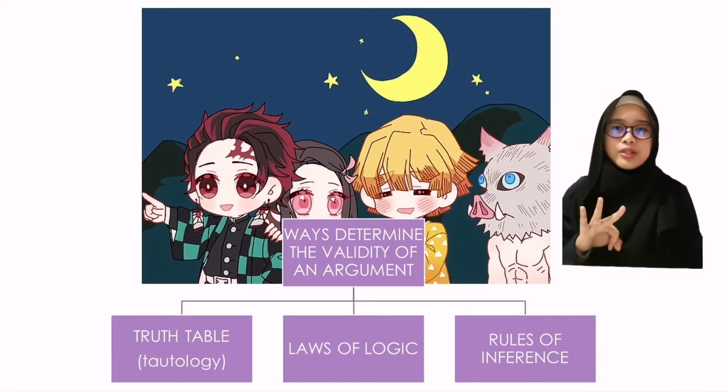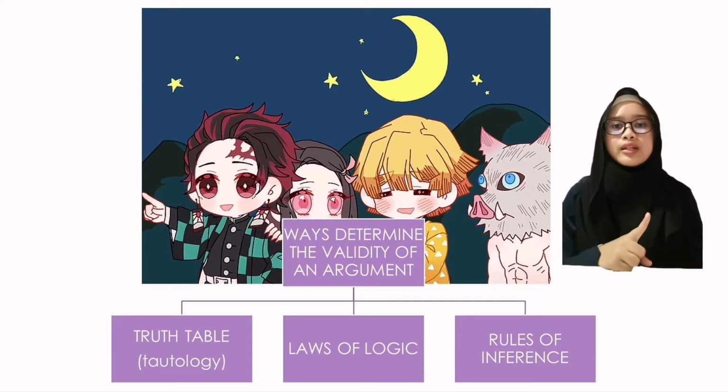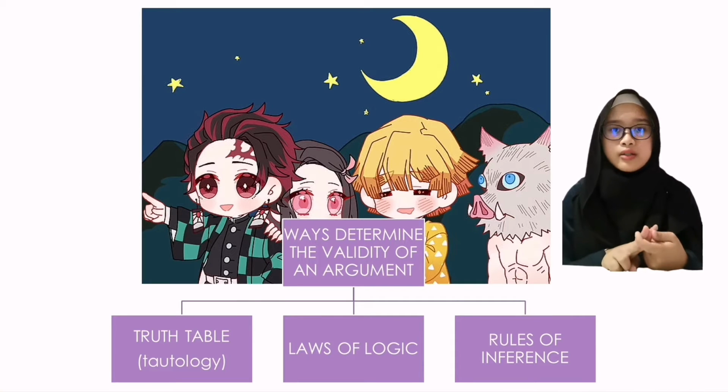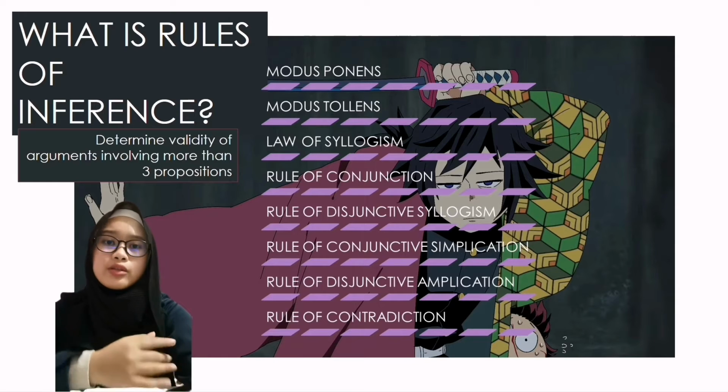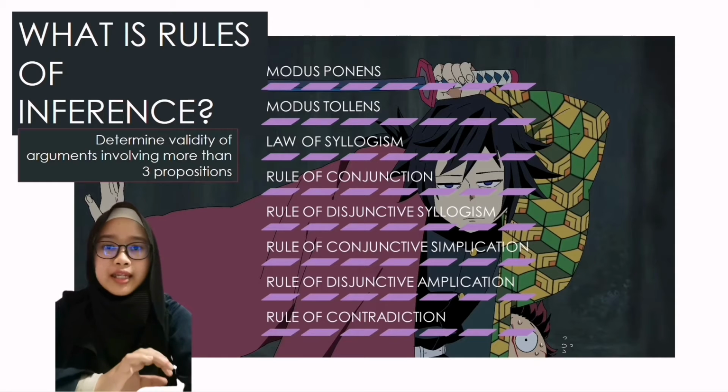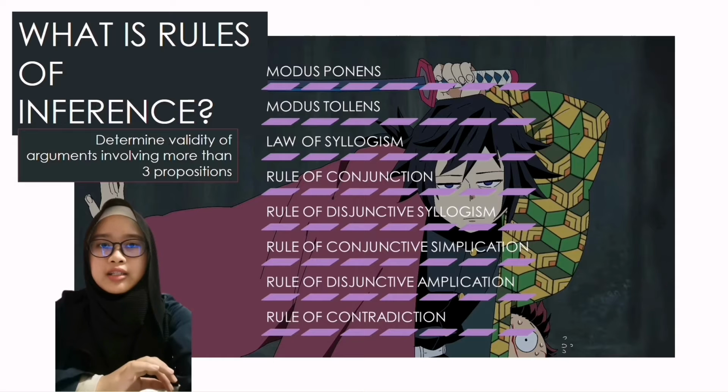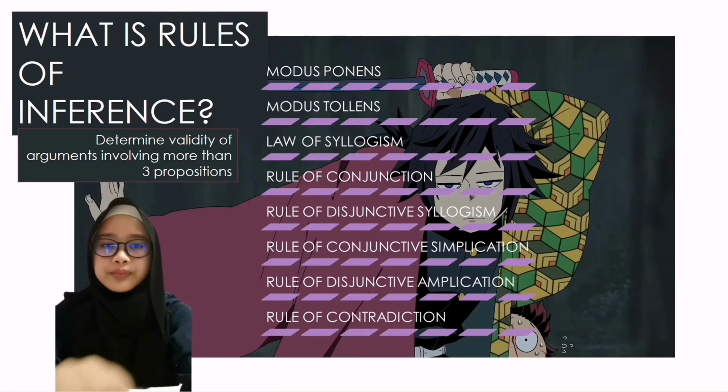There are three ways to determine the validity of an argument. The first one is the truth table, the second one is laws of logic, and the third one is rules of inference. What are rules of inference? Well, it is a way to determine the validity of an argument which involves more than 3 propositions. There are 8 rules in total: modus ponens, modus tollens, law of syllogism, rule of conjunction, rule of disjunctive syllogism, rule of conjunctive simplification, rule of disjunctive implication, and rule of contradiction.